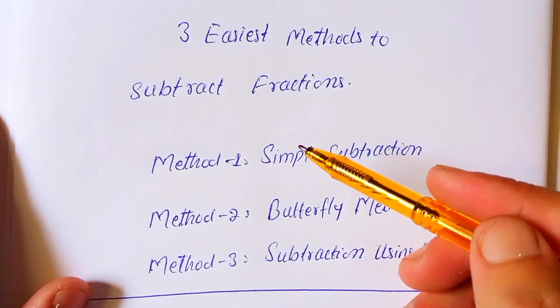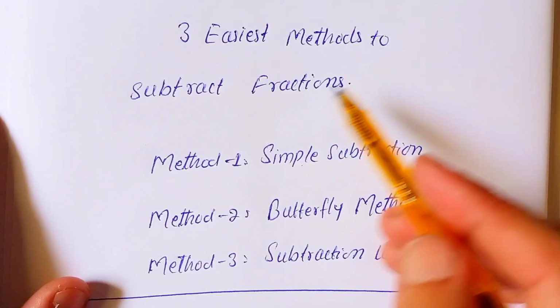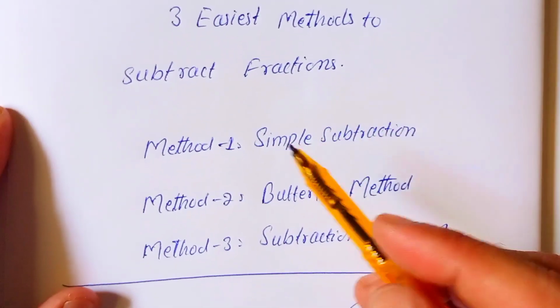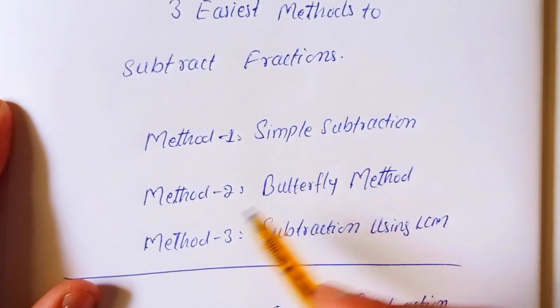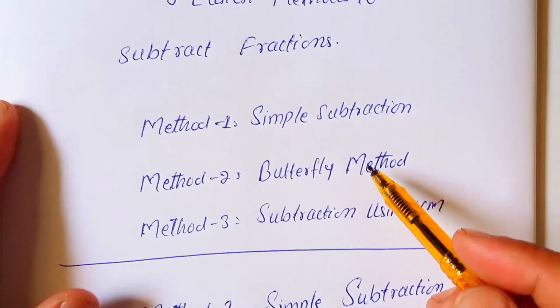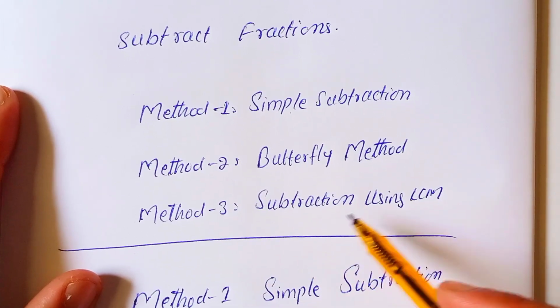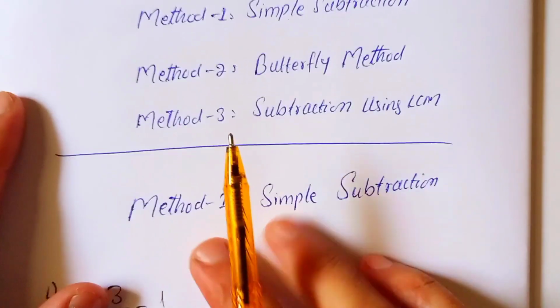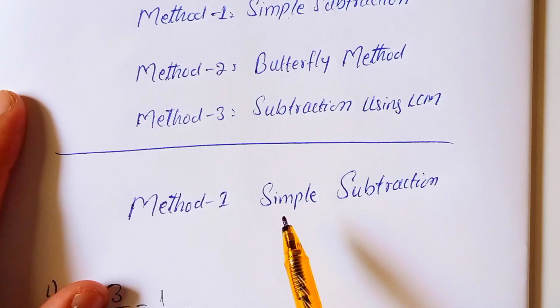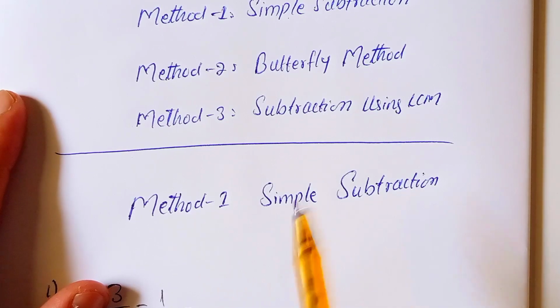In today's lesson, I am going to show you three easiest methods to subtract fractions. The first method is simple subtraction. The second method is butterfly method, and the third method is subtraction using LCM. So we will start from method number one, or first method, simple subtraction.